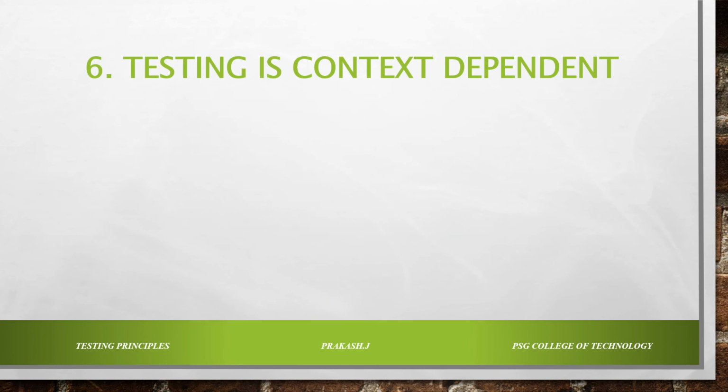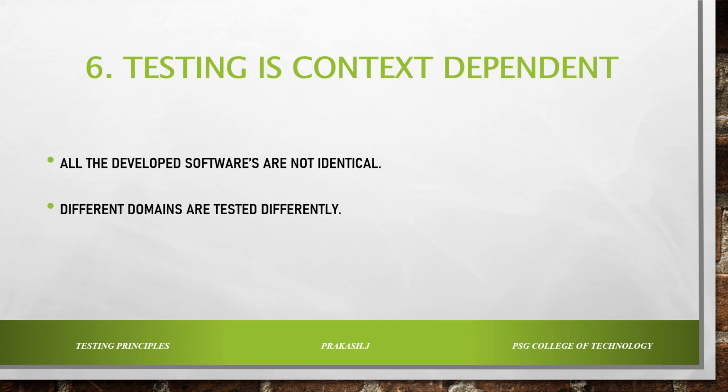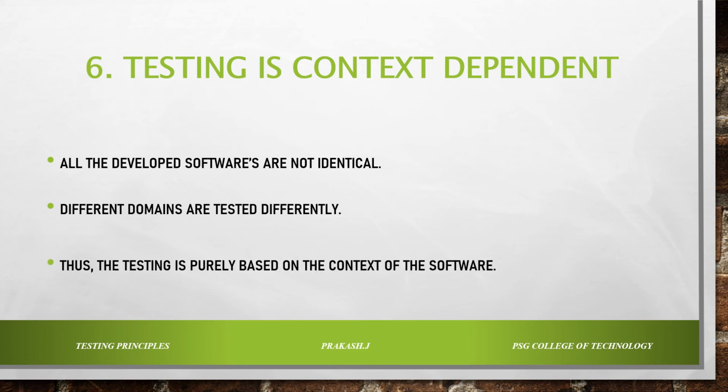The next principle, testing is context dependent, basically means that there are lots of software developed on different domains and for different purposes. That means all the software that is developed is not identical. So there are different domains of software that need to be tested differently. Testing is purely based on the context of the software.